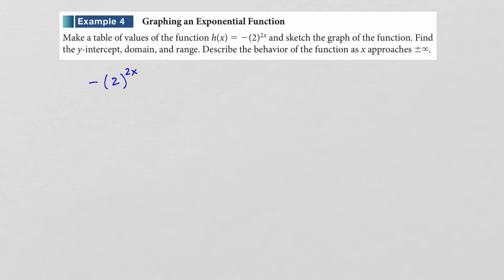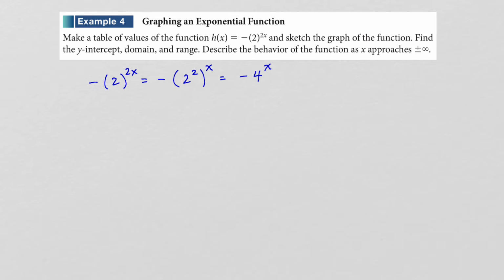So using properties of exponents, you can actually express this as negative and then 2 to the 2 to the x. Because what we would do when we have an exponent to an exponent is we would multiply these together, and 2 times x would be 2x. However, if we write it like this, we can see that 2 squared is 4, and we can re-express this as negative 4 to the x.